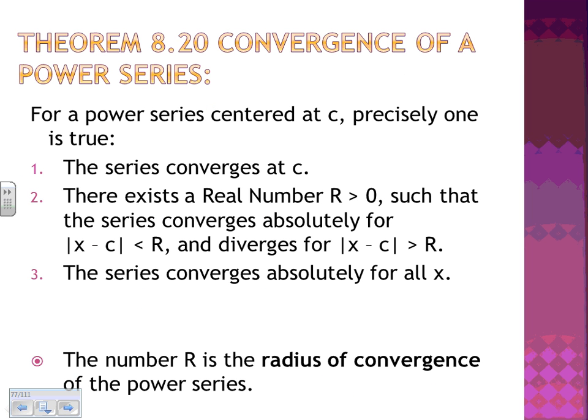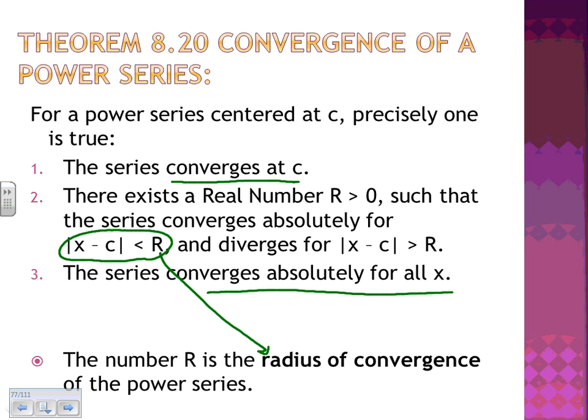Alright, so one of these three things can happen. You could be centered at C and it's only going to converge at C. So it just converges at C. Or it could converge for some radius. Or it can converge everywhere. So those are the three things that could happen. So this R right here is called the radius of convergence.